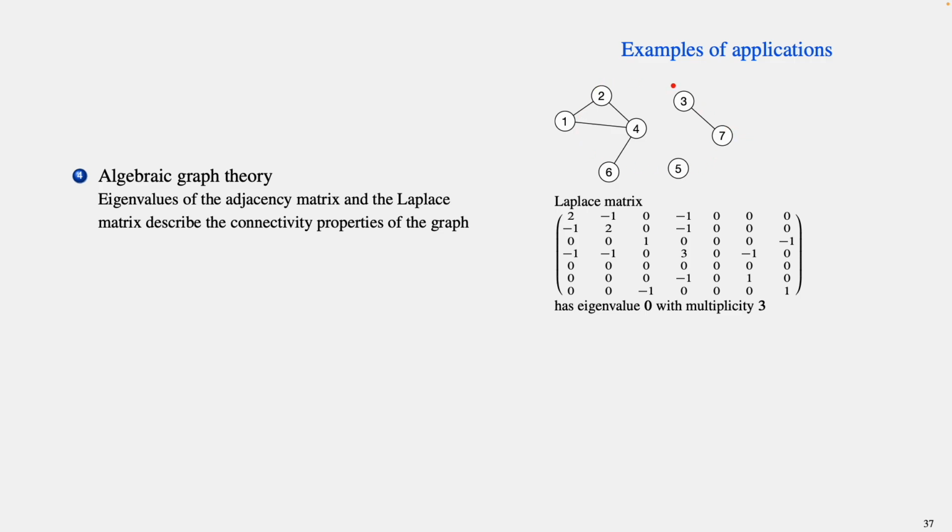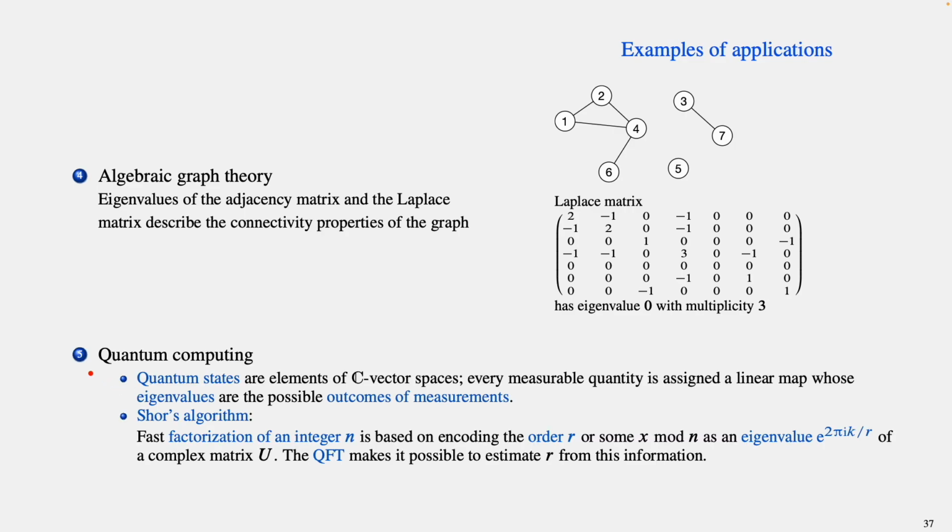Now, with such a simple graph, that might be obvious. You see it just by looking at it. But imagine your graph had a few thousand nodes, then of course this would not be so obvious to see. And yeah, there are a lot of other properties that you can derive by looking at eigenvalues of these matrices associated to a graph.